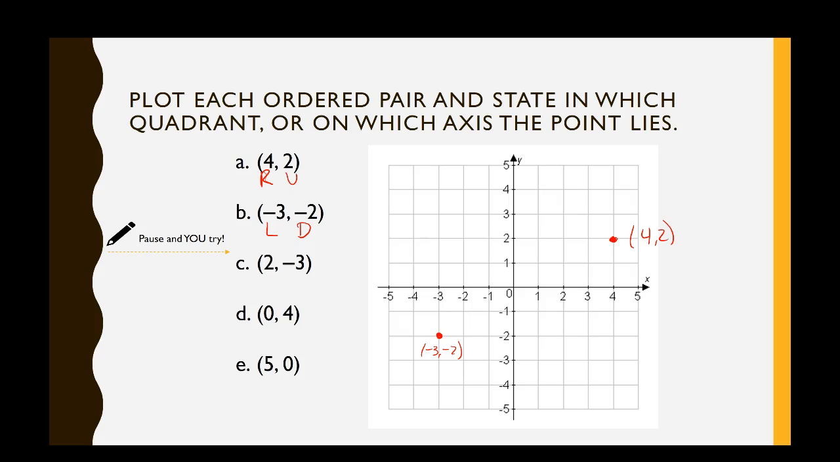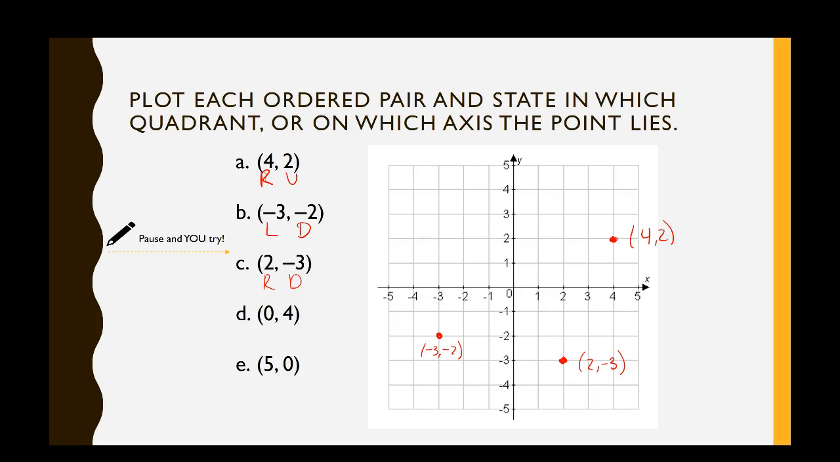Okay, so 2, negative 3 tells me positive 2 is to the right, negative 3 is down. So I go to the right 2, 1, 2, down 3, 1, 2, 3. So that one would be down here in the 4th quadrant, which is 2, negative 3.